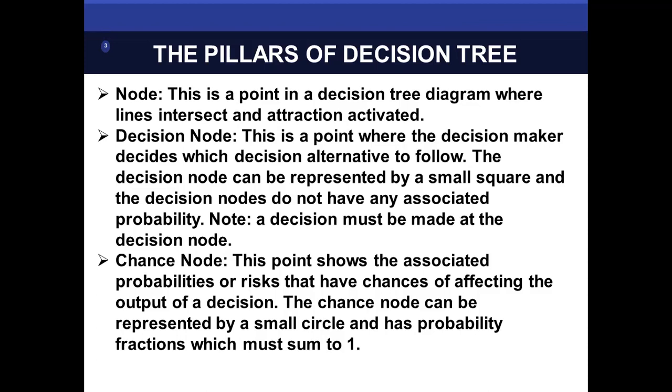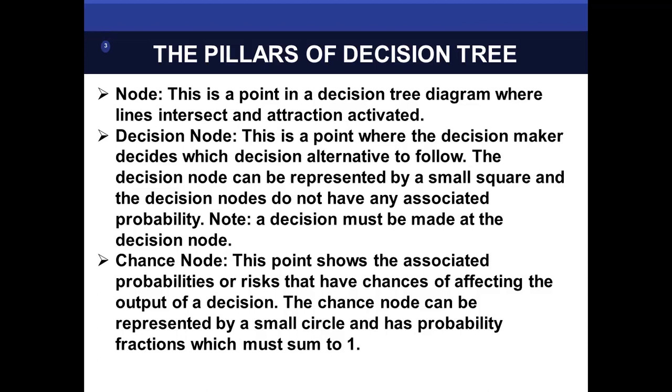What is a decision node? This is a point where the decision maker or the decision makers decide which decision alternative to follow. Have this at the back of your mind. At every decision node, a decision must be made. I repeat, at every decision node, a decision must be made. A decision node is a point by which you decide on what to do. So a concrete decision must be taken at every decision node, and a decision tree has a series of decision nodes, and we will use a practical example to explain.